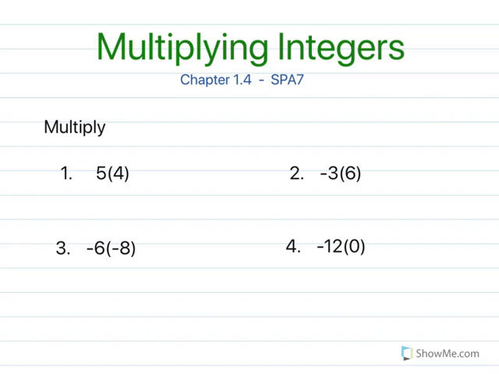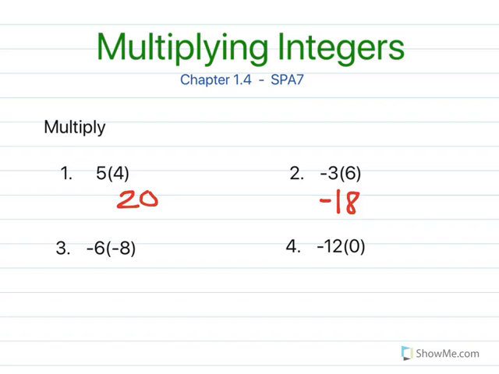So for number one, we have 5 times 4. 5 times 4 is simply 20. There are no negative signs, so it leaves us 20. Now, for number 2, we have negative 3 times 6. So we do 3 times 6, and we get 18. There's only one negative sign, so think of it as the opposite of 18 is negative 18. Or if we have a negative and a positive, it's always a negative.